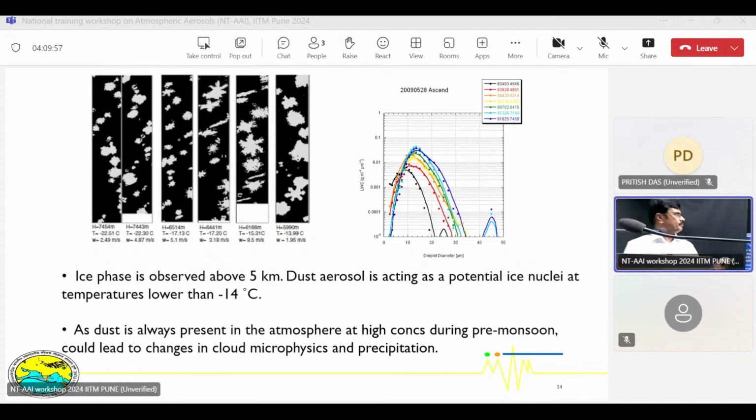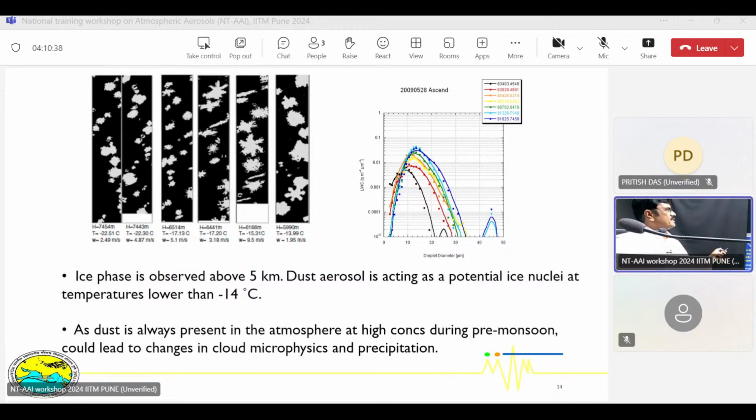Here again are drop size distributions observed with an imaging probe. I will come to these probes later. What we observe here is some ice crystals. These are ice crystals we can observe above 6 kilometer. This is about 7.4 kilometer, and this is about 6.5 kilometer. This is in meters, and the temperature is given here, and the vertical velocity is also given here.